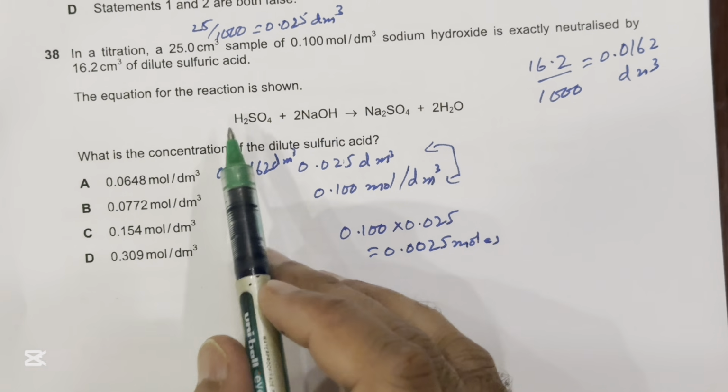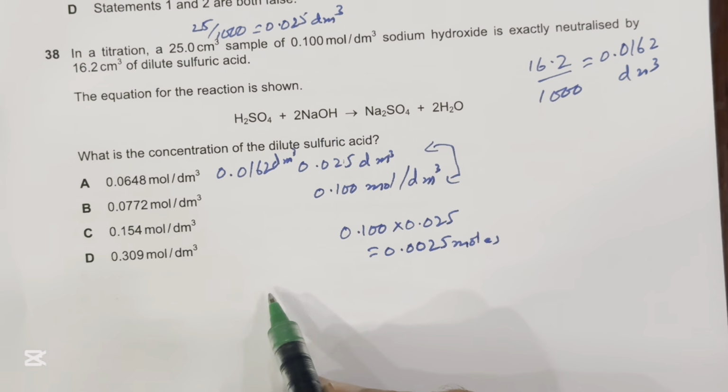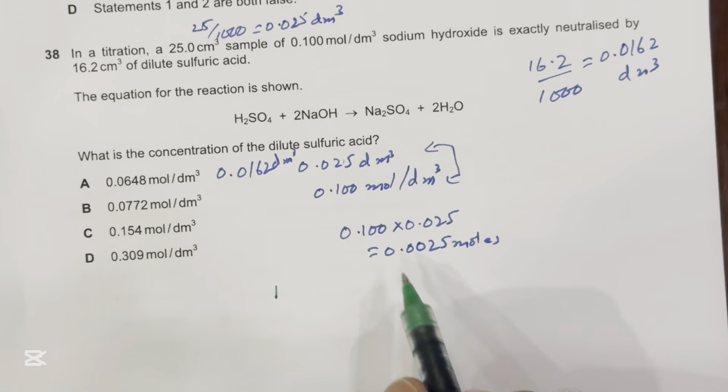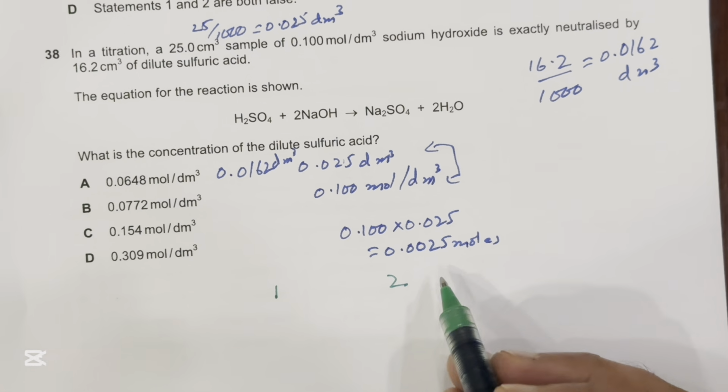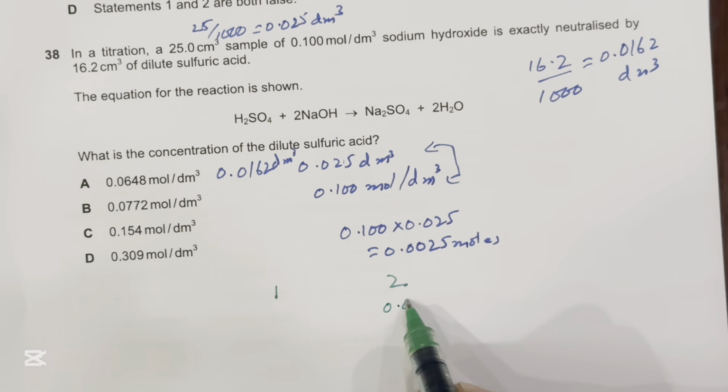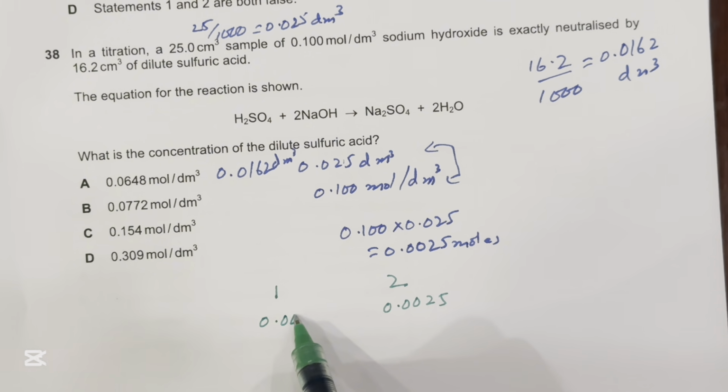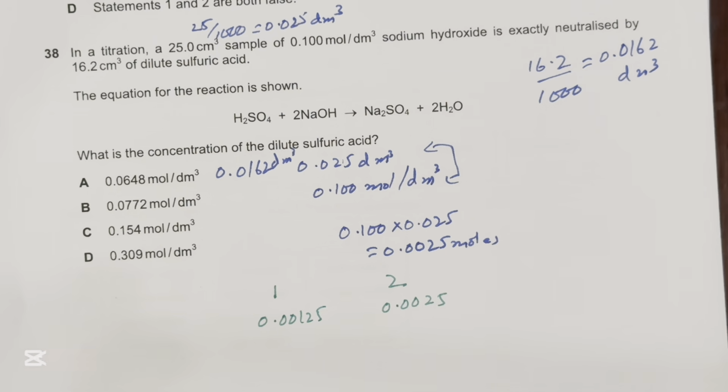Now from the balanced equation we know that there is 1 mole of H2SO4 and sodium hydroxide has 2 moles. It means half should be there. So if there are 0.0025, you need to divide it by 2. After dividing it by 2, you would get the answer 0.00125. So this is the moles.